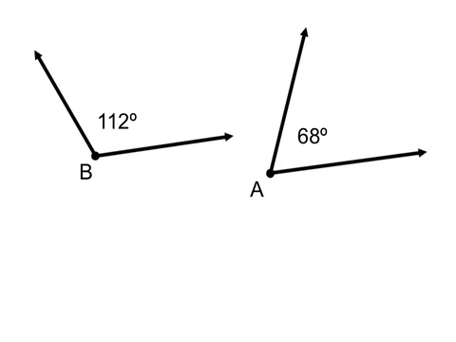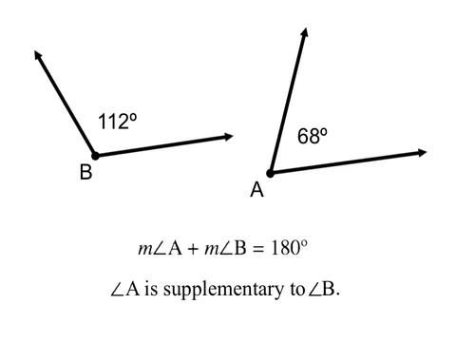Their given measures are 112 degrees and 68 degrees. Of course, those two numbers add up to 180. So the measures of angles A and B have a sum of 180 degrees. Therefore, angle A is supplementary to angle B, and of course, angle B then is supplementary to angle A, and the two angles are supplements of one another.